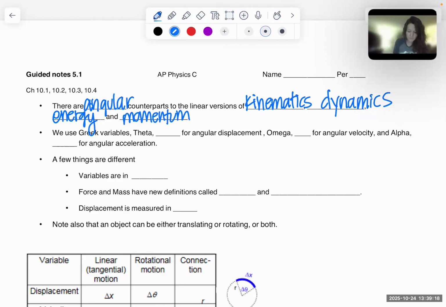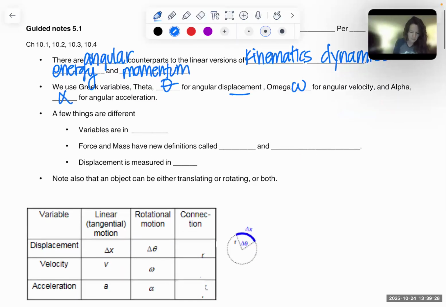And so we're going to be using Greek variables. So we have theta for our angular displacement. We have omega, this is lowercase omega, for angular velocity. And then alpha for angular acceleration. Make sure your alphas look like alphas and not like a's so that you can keep your variables straight. So a few things are different between linear and rotational. So our variables, as you see, are Greek.